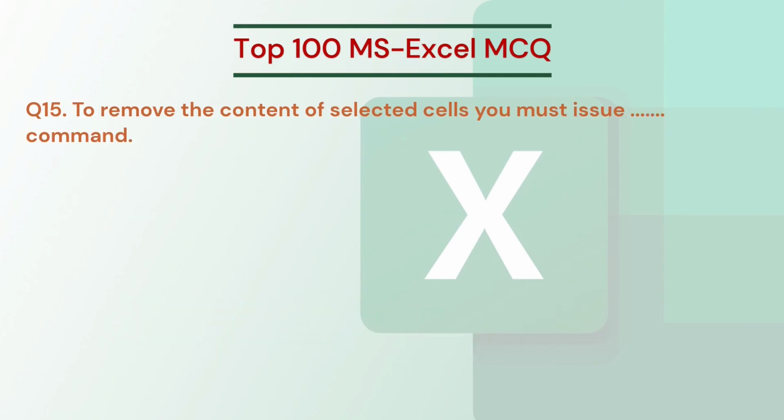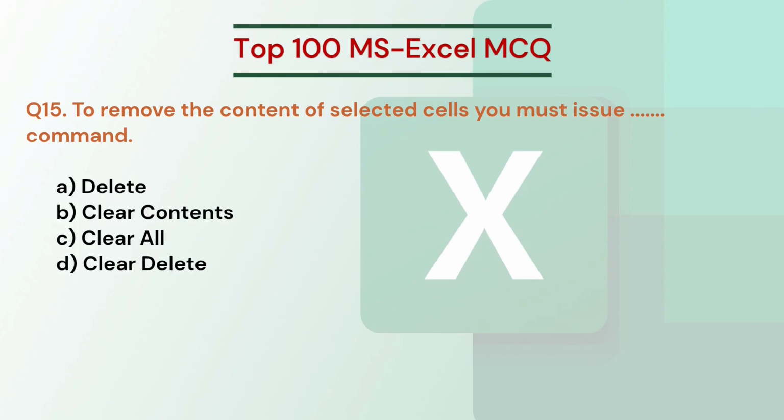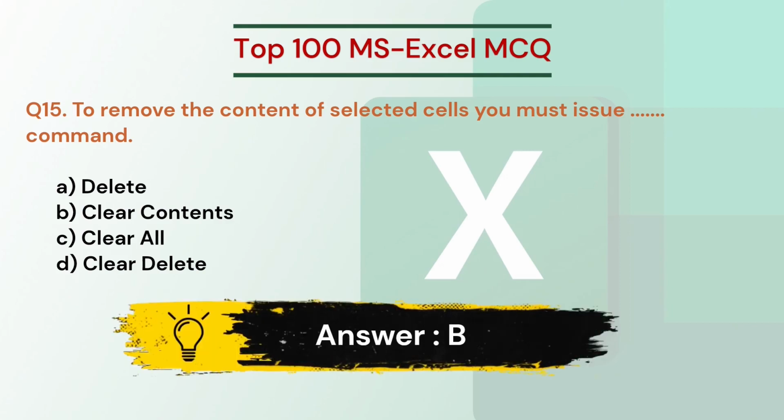To remove the content of selected cells, you must issue the dash command. A. Delete. B. Clear contents. C. Clear all. D. Clear delete. Correct answer is B. Clear contents.